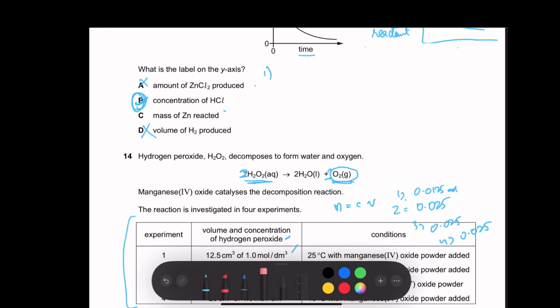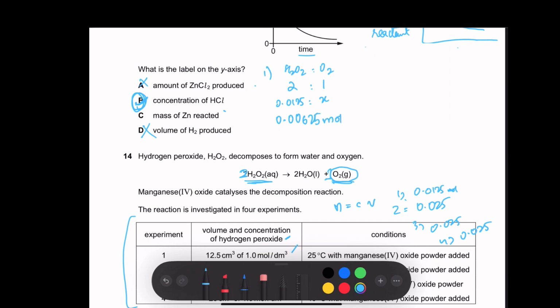If we do the unitary method, we have the H2O2 to oxygen ratio. If 2 moles of H2O2 give us 1 mole of oxygen, then 0.0125 moles are going to give us X. So basically 0.0125 will be divided by 2. So it's going to be 0.00625 moles.